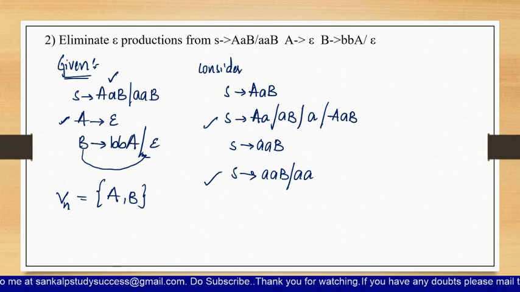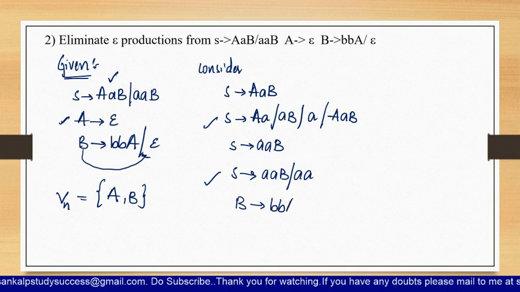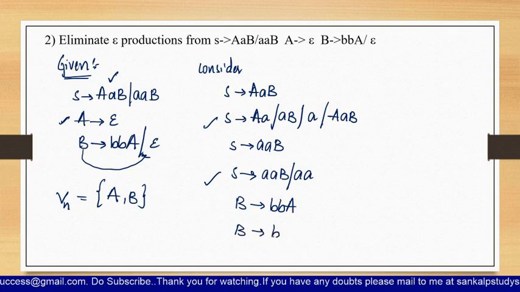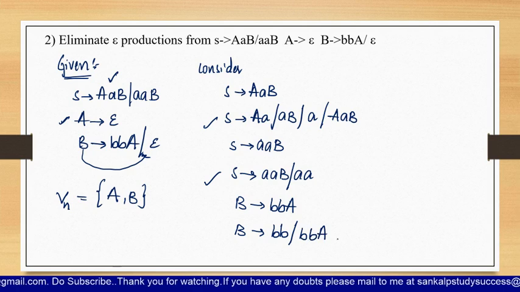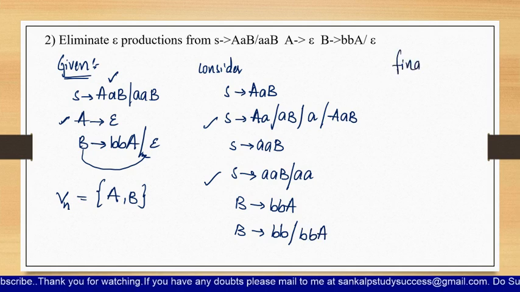Then coming to capital B, let us consider capital B tends to BBA. Now if you substitute epsilon in the place of A, then you are going to be left with BB, or our actual production BBA. Now finally, after removing all the null productions, let us continue here.